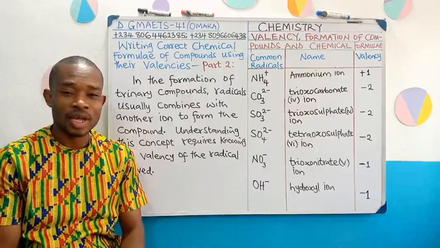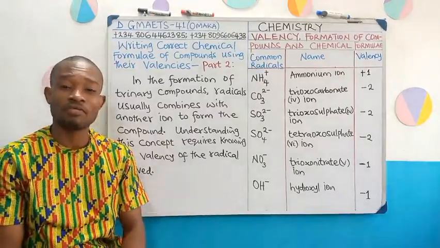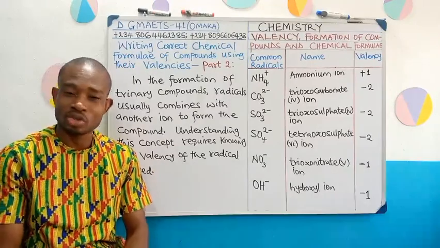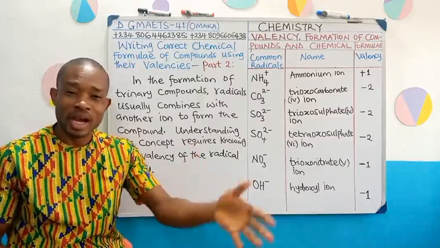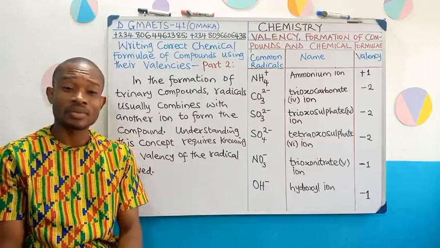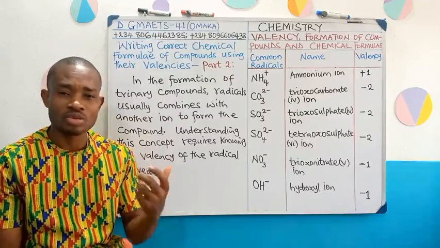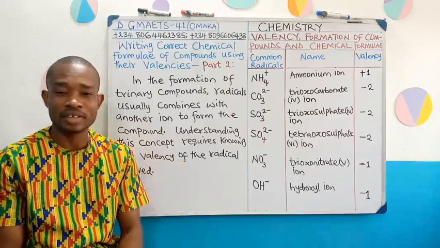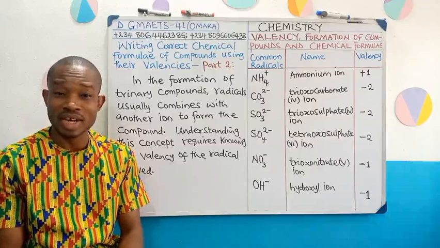In this video, we are going to look at part 2 of this topic, valency, formation of compounds and chemical formulae. In our previous class, you would recall that we treated how we can write the correct chemical formulae for binary compounds using the knowledge of valency. Binary compounds are compounds that are made up of two elements. Now, in part 2 of this topic, we are going to see how to write the correct chemical formulae of a compound. Our focus now will be trinary compounds.